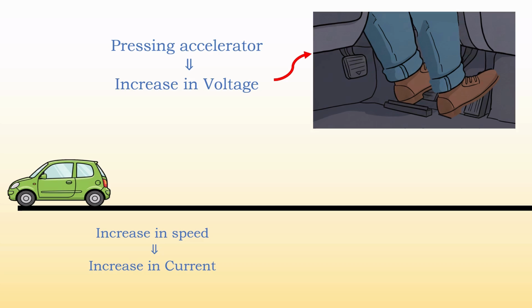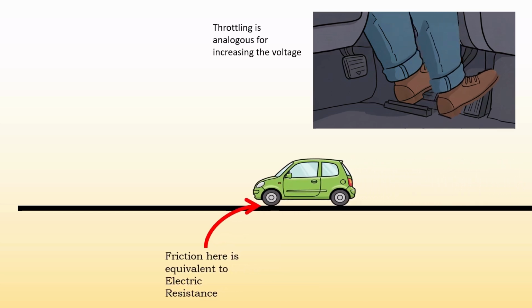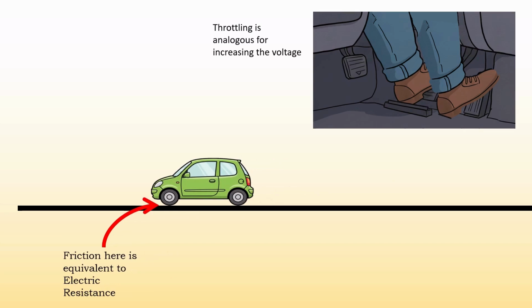Now let us look at resistance in the same example. The friction between the car's tires and the road resists the motion of the car. This friction is equivalent to electrical resistance in a conductor. A smooth road offers less resistance, while a rough road offers more resistance.